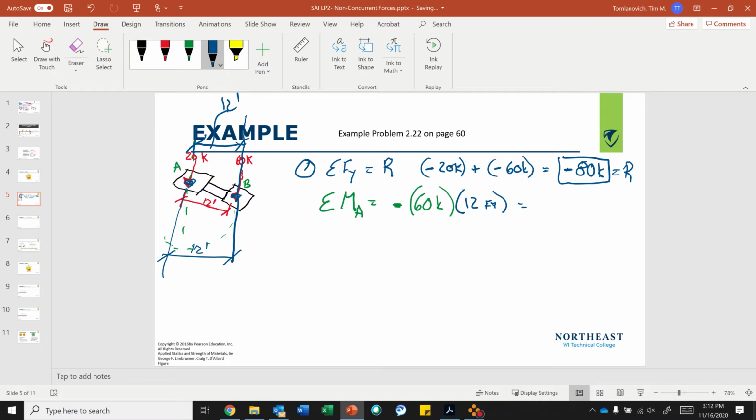And what does that equal? I gotta find my calculator. Just give me a second, please.